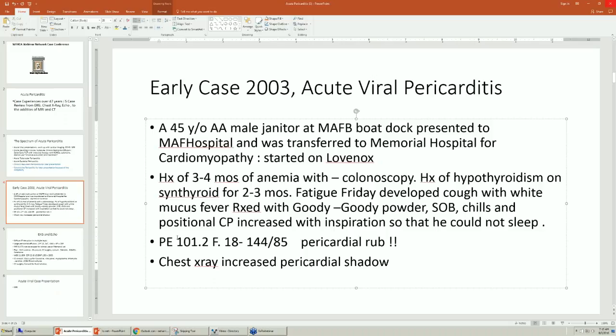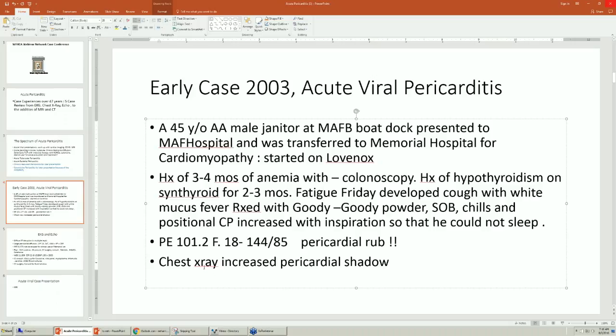He shows up here with a fever of 101.2, respirations 18, blood pressure 144/85, and his heart rate was commensurate with that, about 100. He had a pericardial rub on exam. There was a to-and-fro rub that sounded like a creaking saddle, if you've ever been an equestrian. It sounds like when you're riding on a horse and the saddle's creaking and you hear this sound that's kind of leathery.